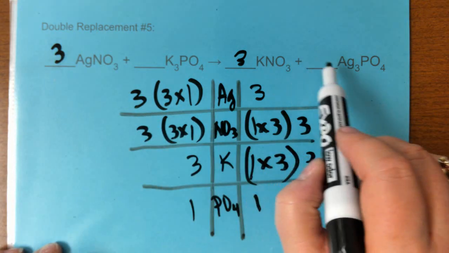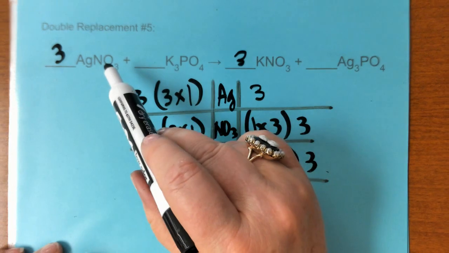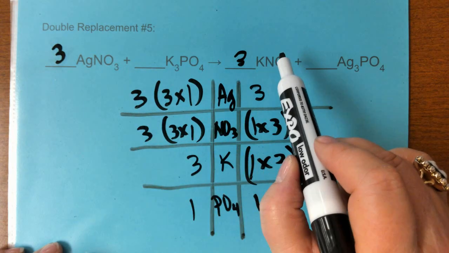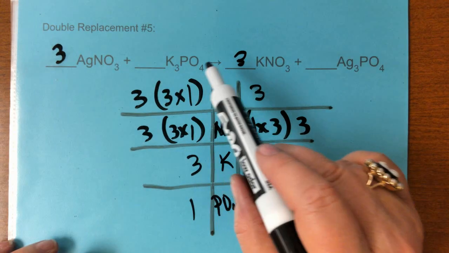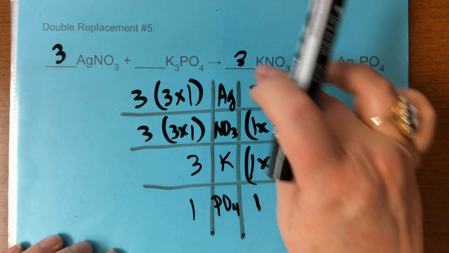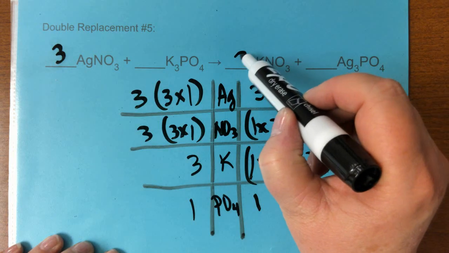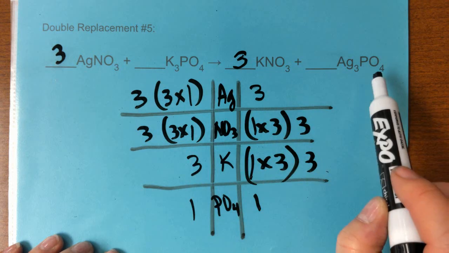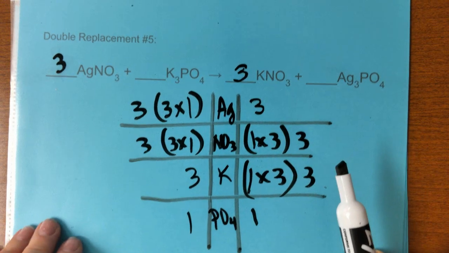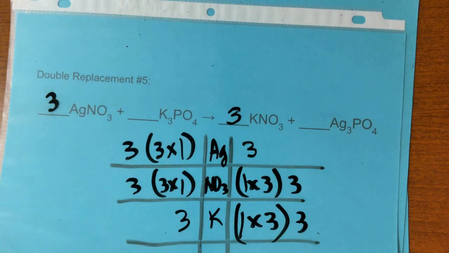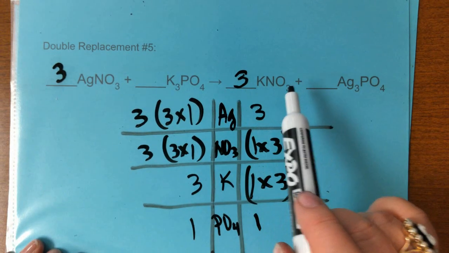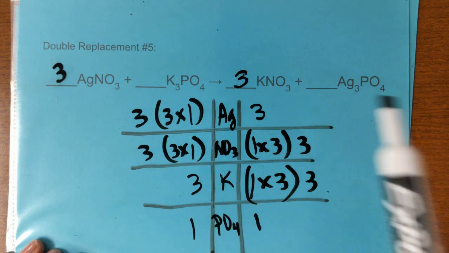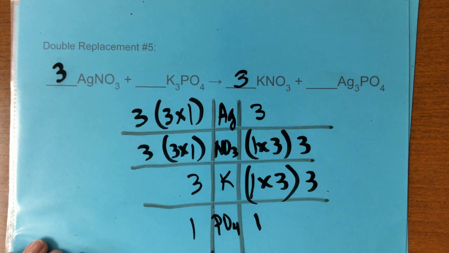3 silver, 3 silver. 3 nitrate, 3 nitrate. 3 potassium, 3 potassium. Let me fix that 3. There we go. 1 phosphate, so not in parentheses, 1 phosphate. So in that instance, we're keeping both of our polyatomics. If we didn't do that, oxygen would be all over the place, and keeping track of oxygen would be really difficult.